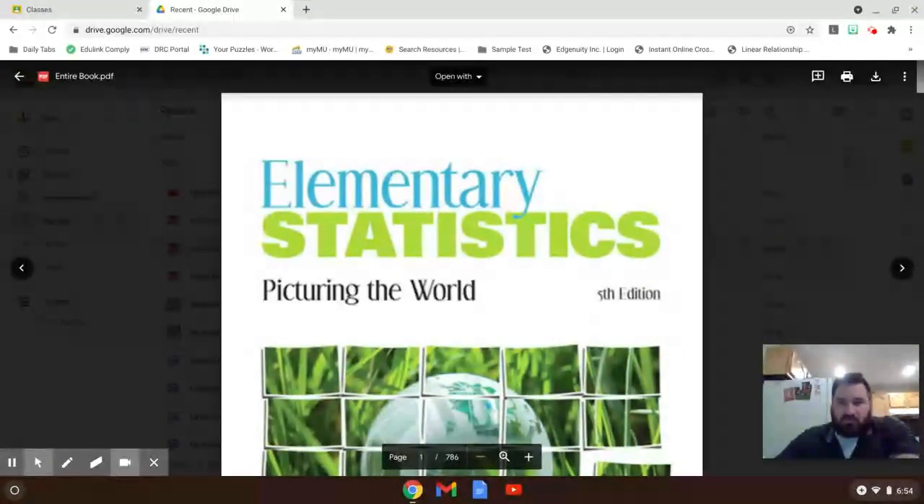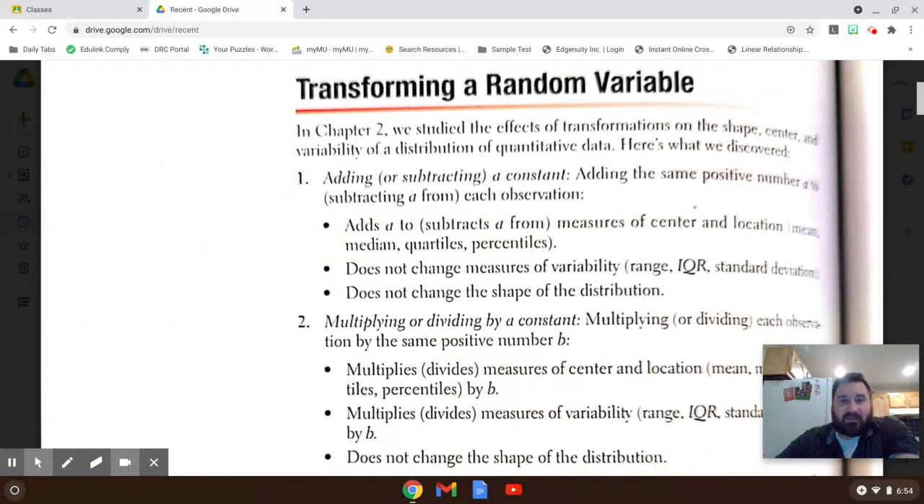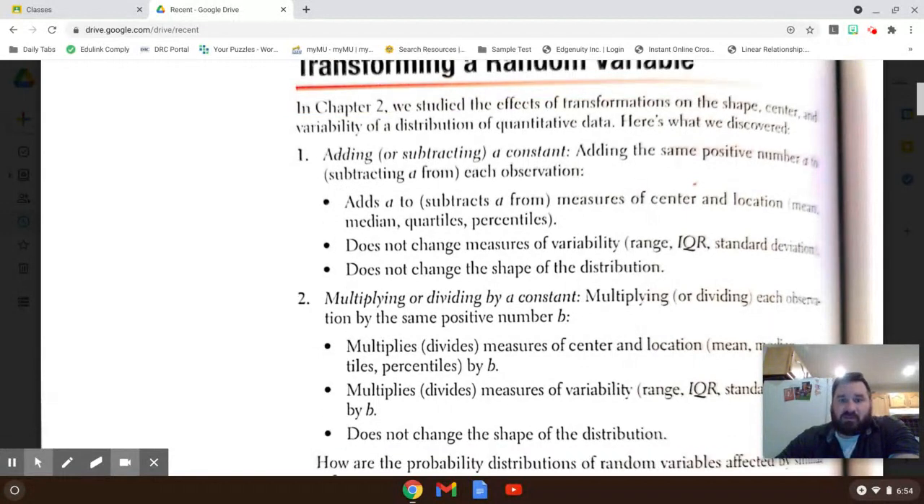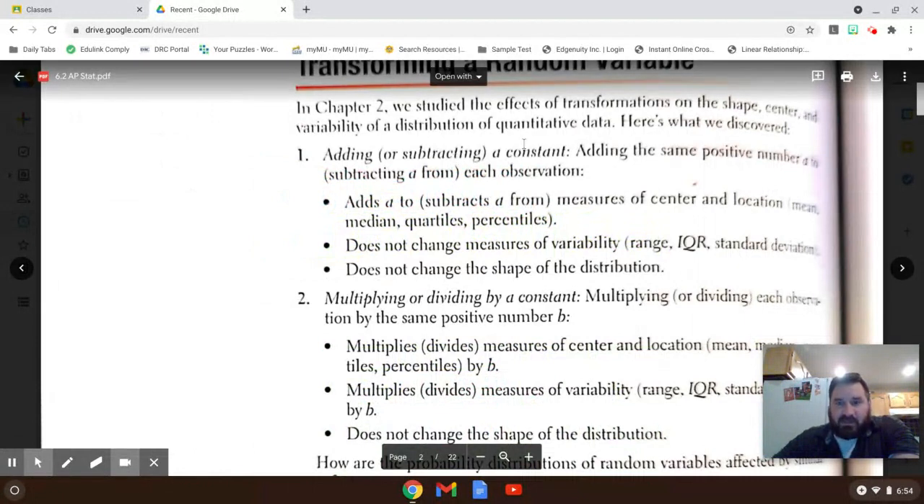So now, come back. Transforming a random variable. And that means manipulating it, adding something to it or subtracting. So if we look here, I really wish I would stop doing that. In Chapter 2, we studied the effects of transformations on shape, center, and spread of quantitative data. So that's where we had our graph.